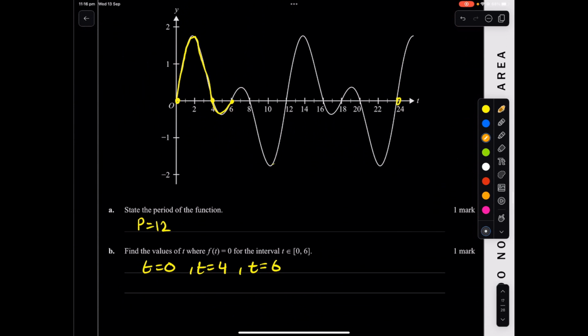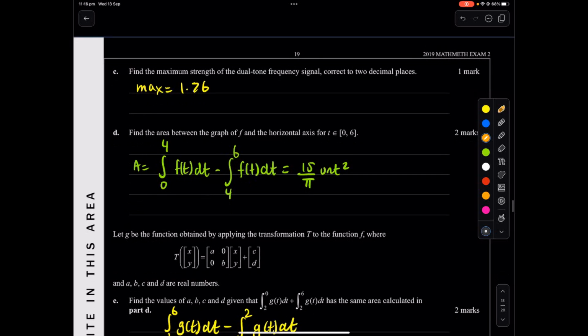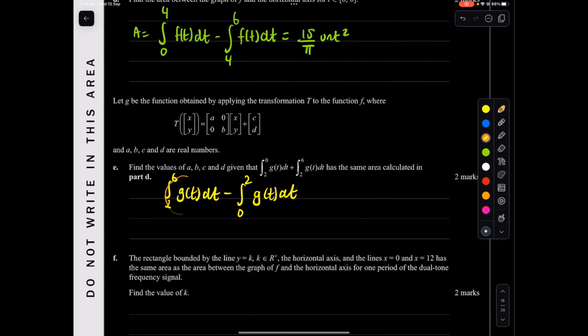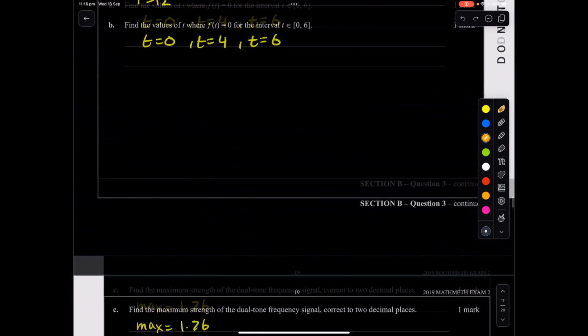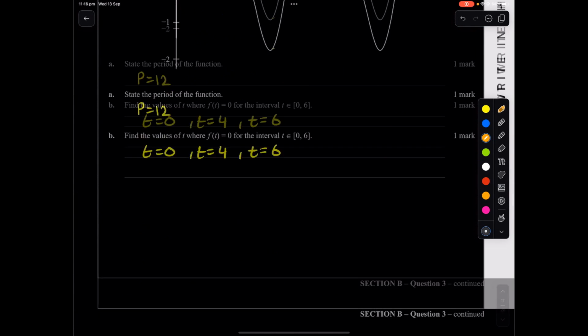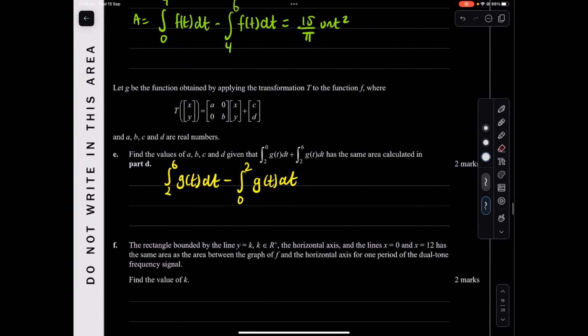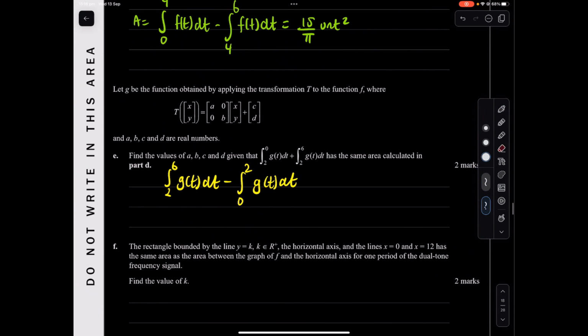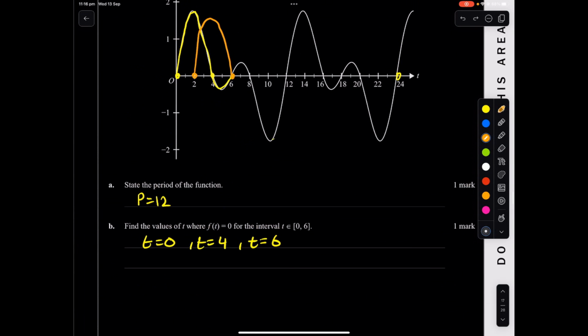So from 2 to 6, we can see that it's positive because it has no negative here, so it probably has a big shape like this, a big 2 to 6 like that. And so 0 to 2 must be below the axis because it has that negative, and it's trying to make it positive because it's area. So it's 0 to 2, so like this.